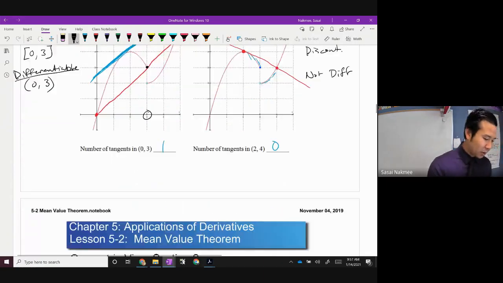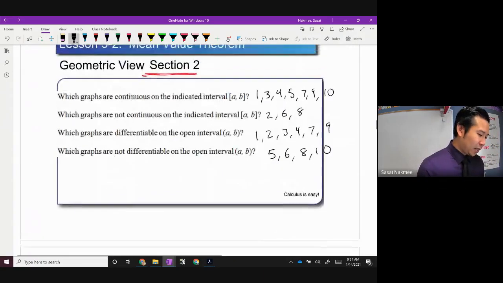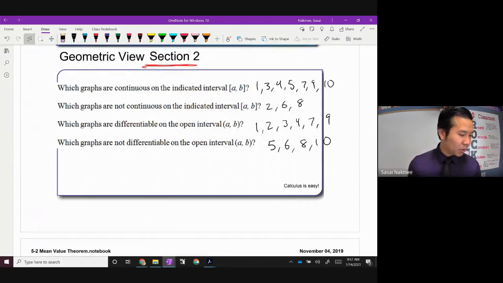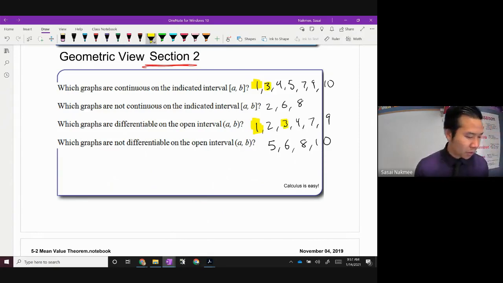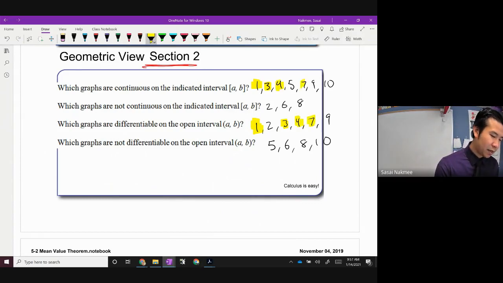All right, so let's take a look here at other questions. Which graphs are continuous? Which graphs are differentiable? And are there any that overlap, right? I'm hoping you guys can see this right here. Graph 1 was both continuous and differentiable, right? Graph 3 was also continuous and differentiable. So was graph 4, graph 7, and graph 9. Okay? That one contained both.